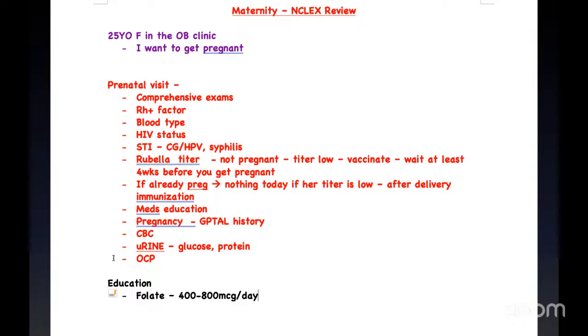So expect the NCLEX to give you a list of information and ask you which one is good for folate, which one the lady should take. The most important one is vegetables. It's very fresh, leafy vegetables, a very good source of folate.